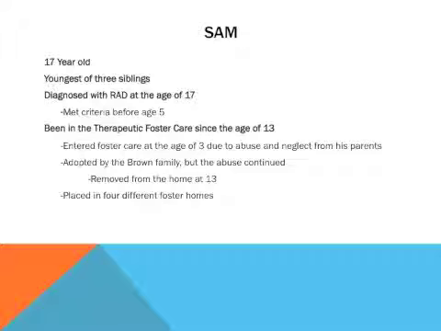However, he's been in regular foster care since he was 3 due to the abuse and neglect from his biological parents. Once he was put into foster care, he and his brothers were eventually adopted by the Brown family, but the abuse continued, and it was actually greater and more damaging than the abuse suffered from the biological parents. So he was removed from the Brown home at the age of 13, and since then he has been placed into 4 different foster homes.